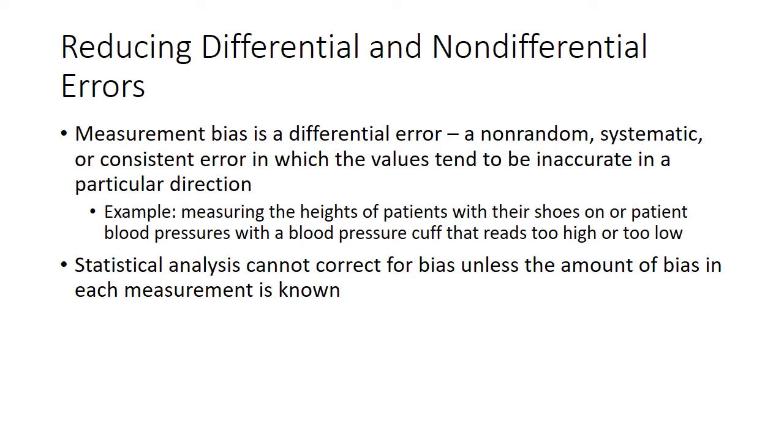Someone who has high heels on would be measuring much taller than they are versus someone who had, say, sneakers on. And so it's very difficult to correct for that bias because we don't really know how much bias is being influenced by each measurement, essentially, right? Or imagine if you had a blood pressure cuff that was reading too high or too low. All these things would be affecting your results in one direction or another, and it's very difficult to deal with that because we don't know how much bias was affecting that particular result.